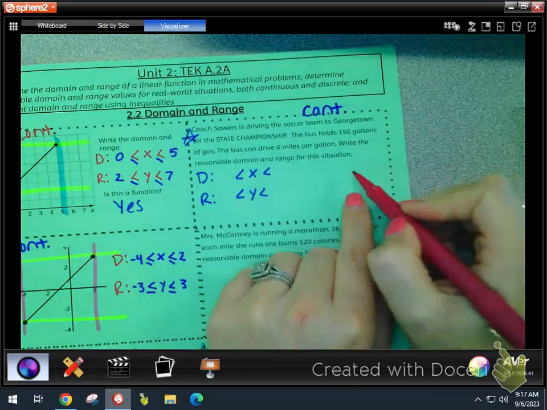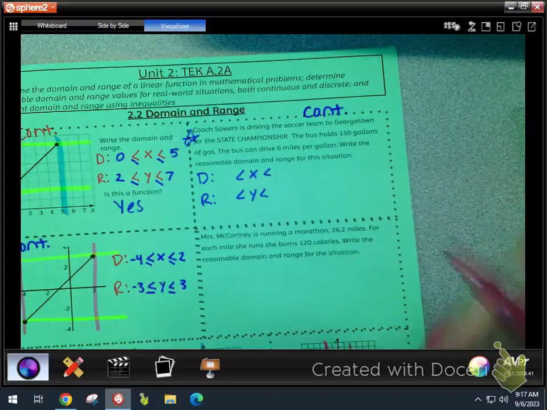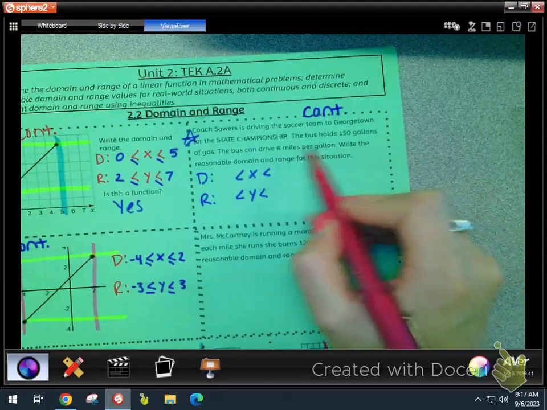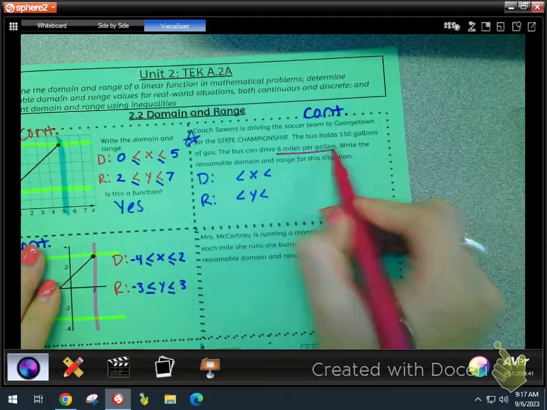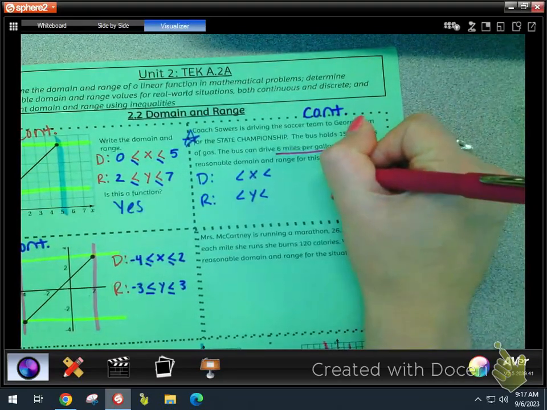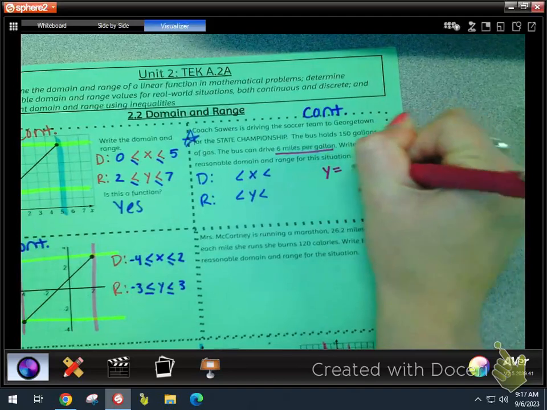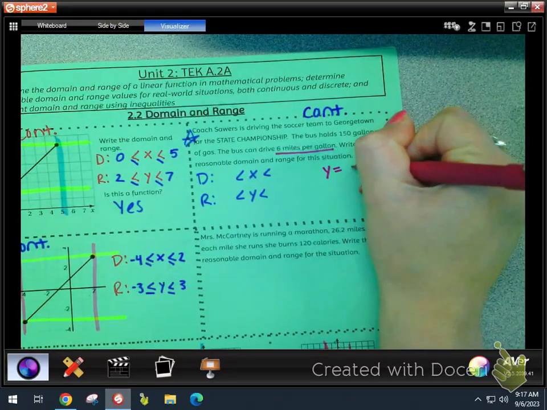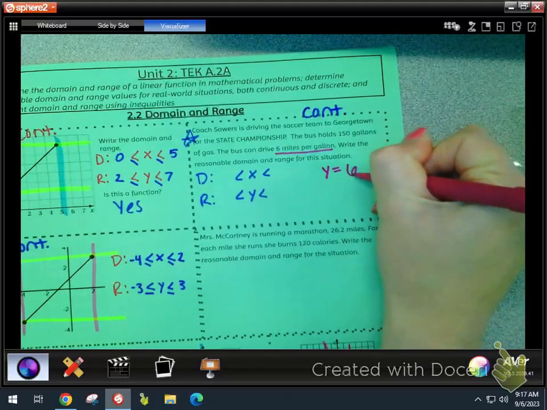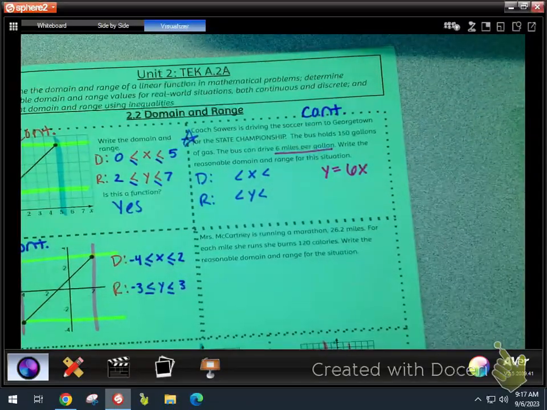I would write an equation for these, okay? So let's say the bus holds 150 gallons of gas. That's important. The bus can drive 6 miles per gallon, okay? So how would I write an equation for that? Y is equal to an equation with a variable. Y is equal to... miles per gallon. 6x. Okay? So when you see that word per, that's kind of telling you, hey, this needs to have a variable next to it.